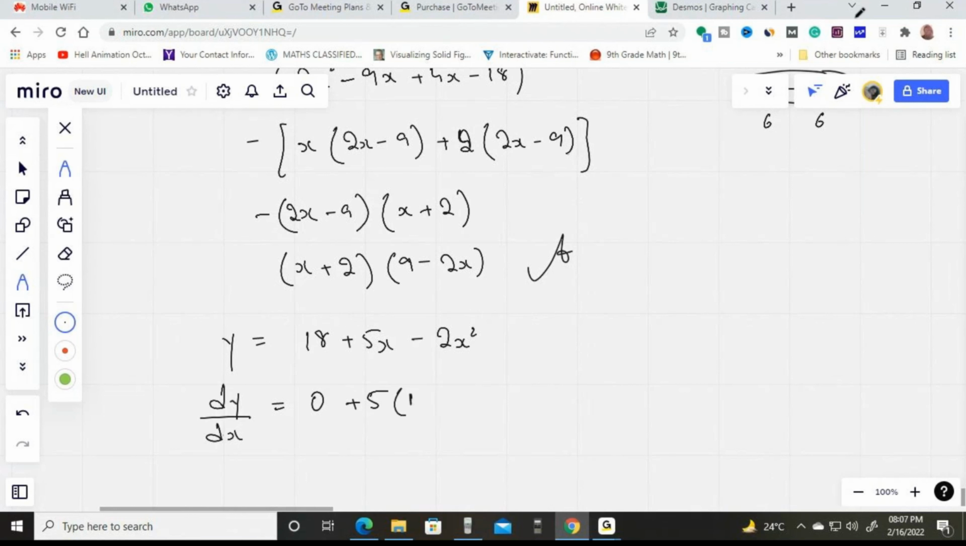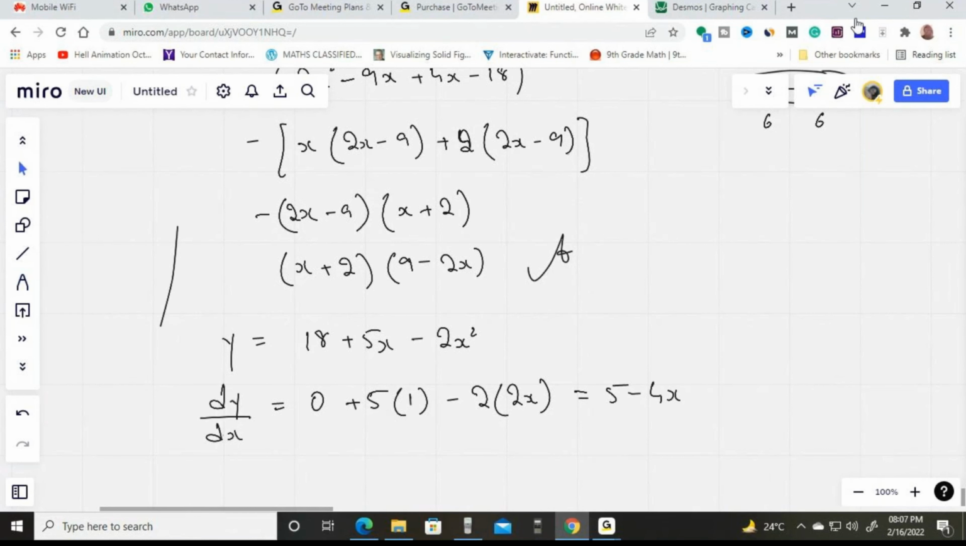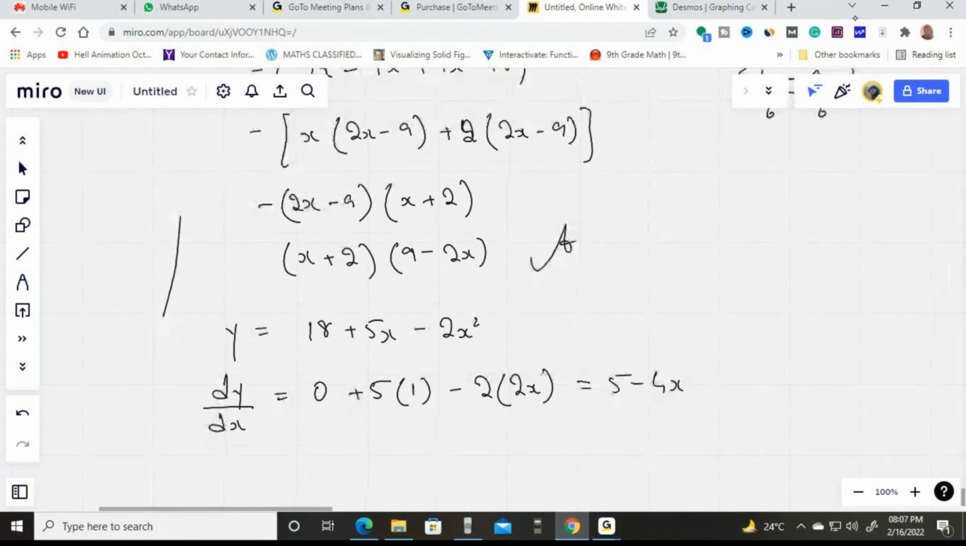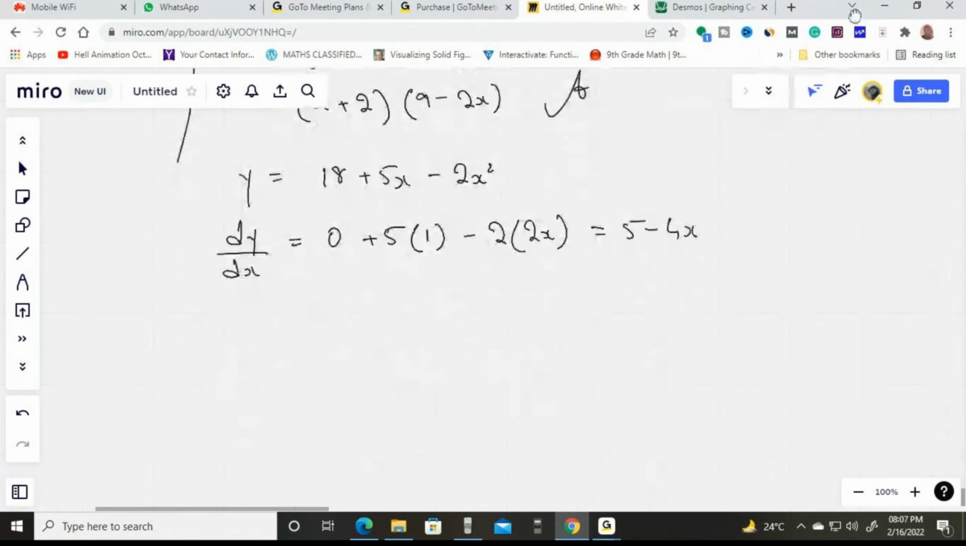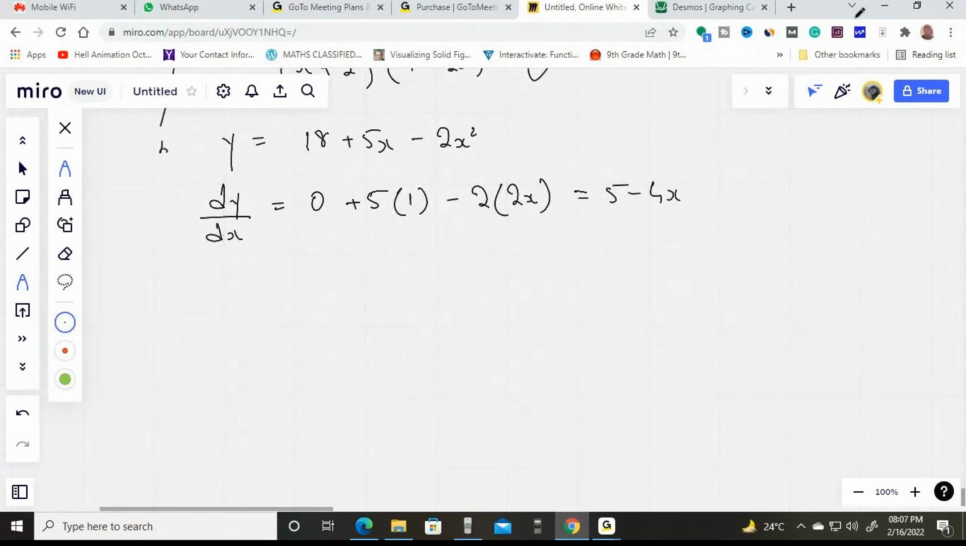Derivative of x is 1. Derivative of x squared is 2x. So 5 minus 4x is the derivative of this quadratic function. Now you just equate it to 0. So 5 minus 4x is equal to 0. This thing is giving you the x value: 5 upon 4. So x is 5 upon 4 here.